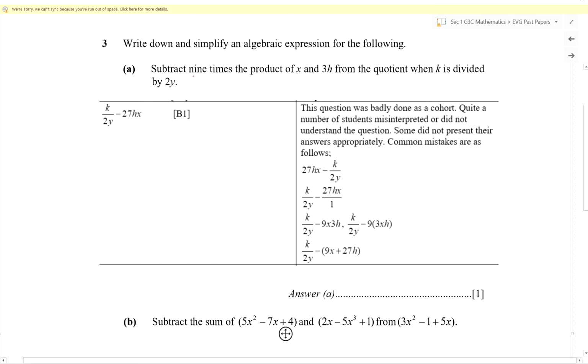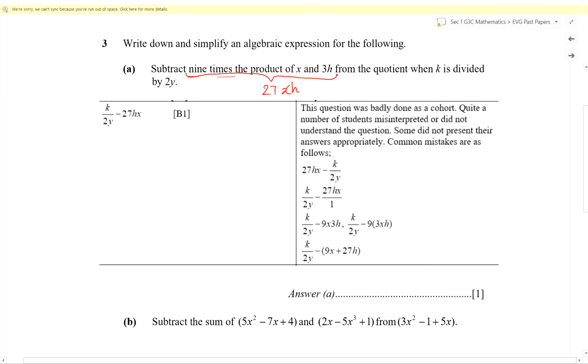So we are supposed to subtract 9 times the product of x and 3h. Okay, let's break this down part by part. Product of x and 3h. This means x times 3h, which means 3xh. Okay, so far? Now it is 9 times this, which gives us a total of 27xh. So this portion tells us it is 27xh.